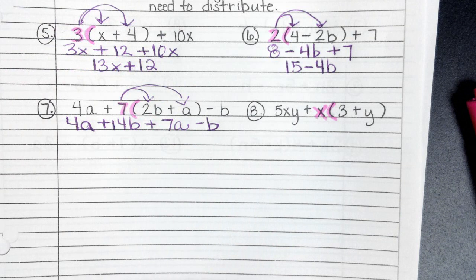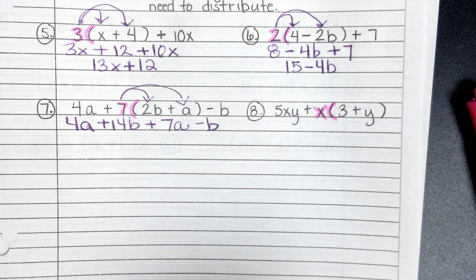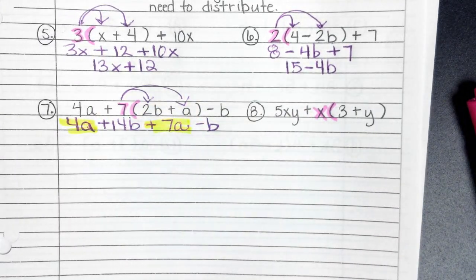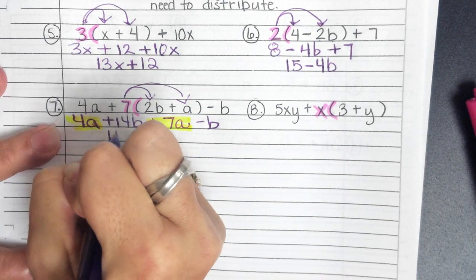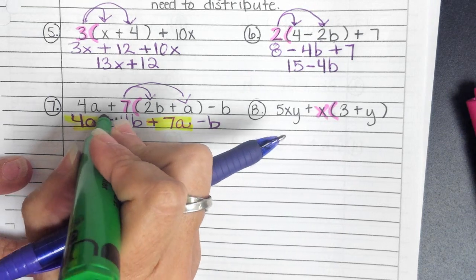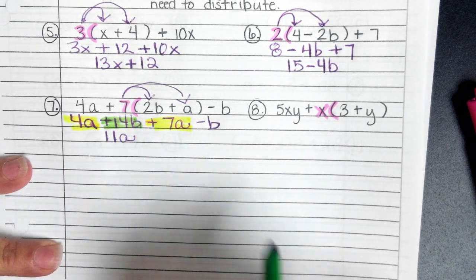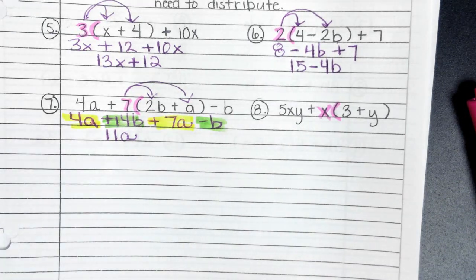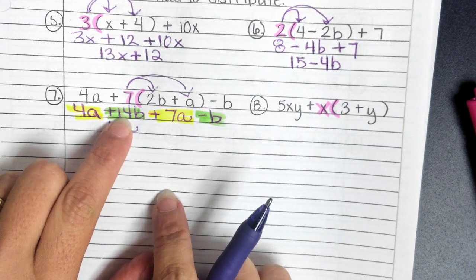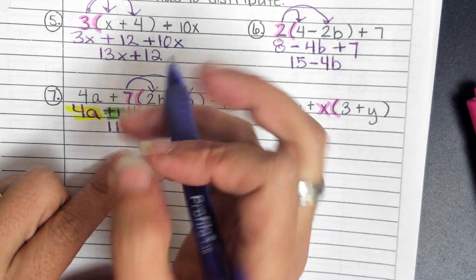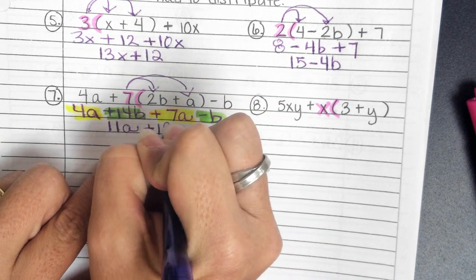Now, we got to combine what can be combined. So, I see a 4a plus 7a would be 11a. It's okay. And then we have 14b, or positive 14, minus 1b. 13b. Listen, it is a plus 13b. I need you to think about this. It is positive 14 minus 1. We know 14 minus 1 is positive 13. That is why it is a positive 13b.